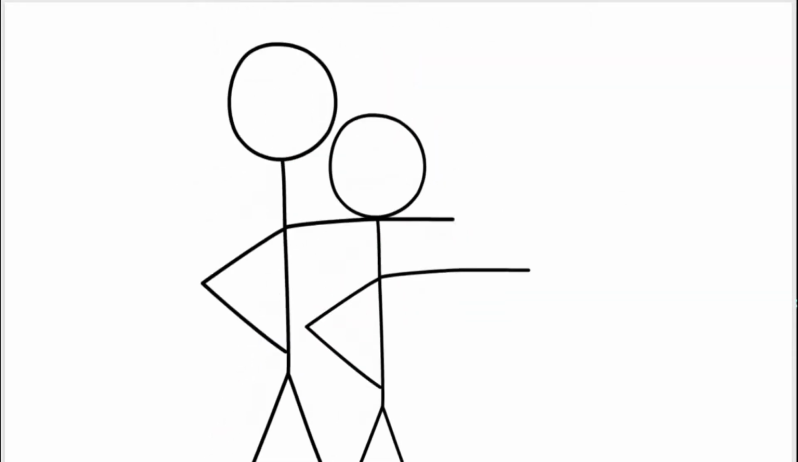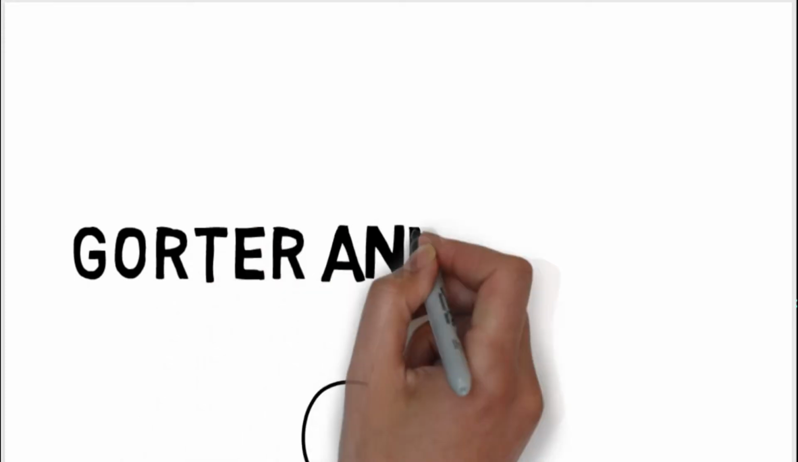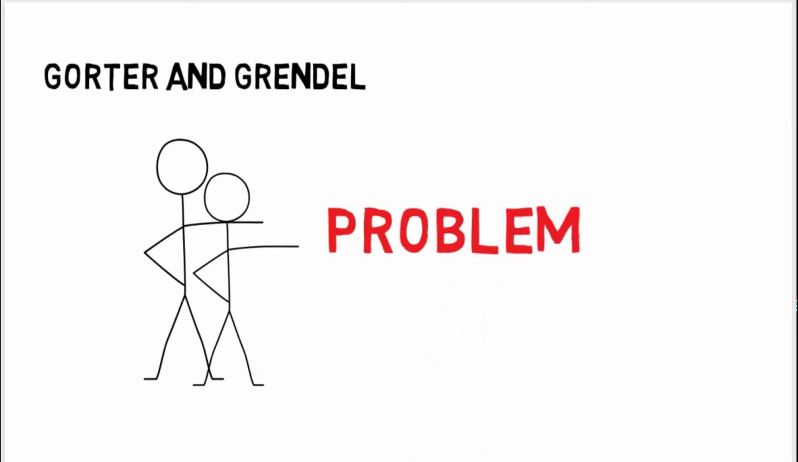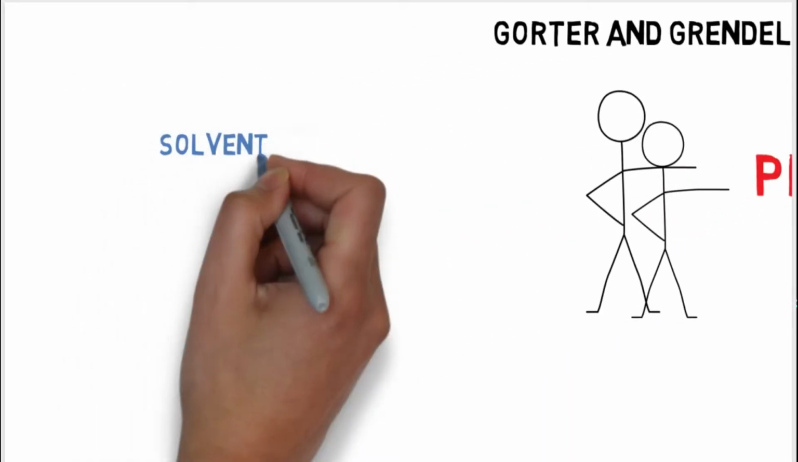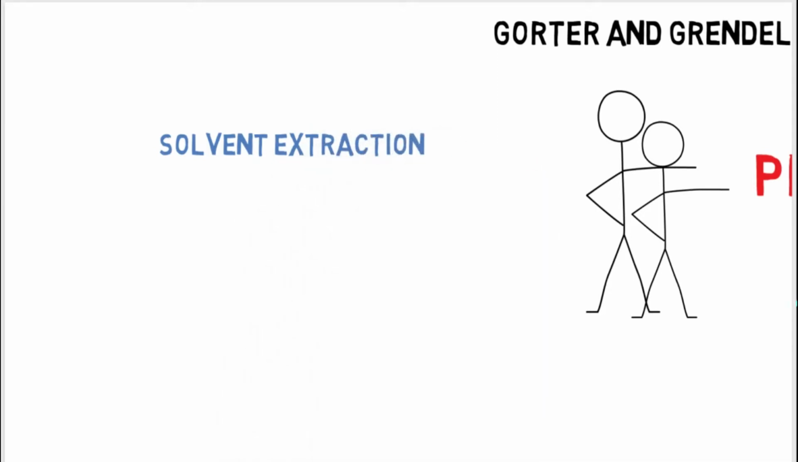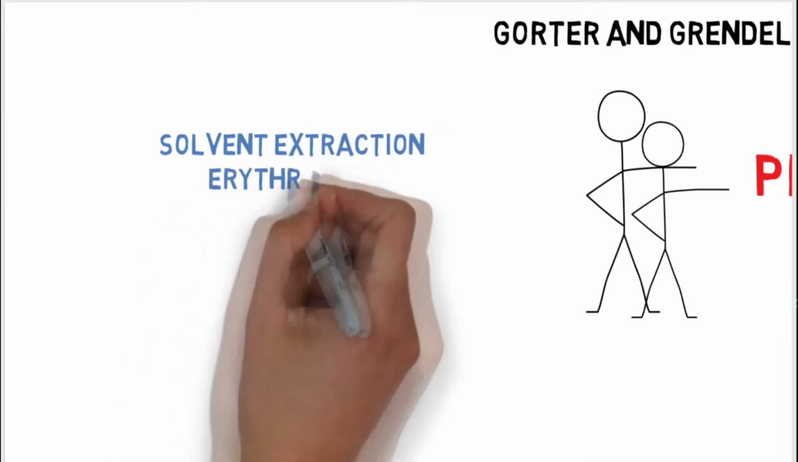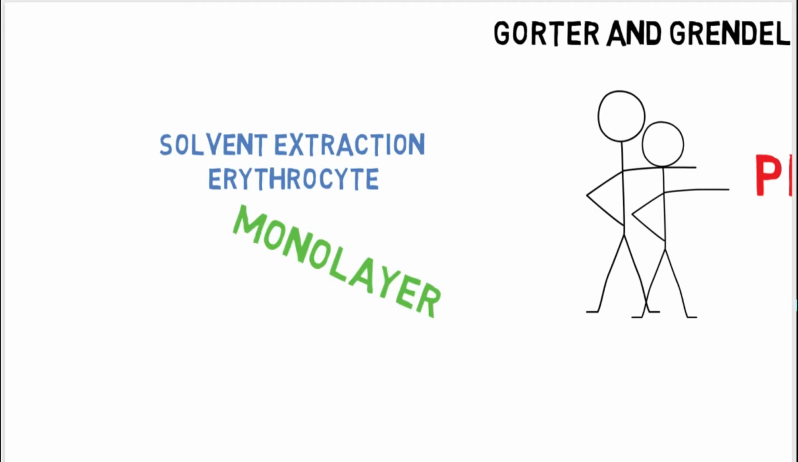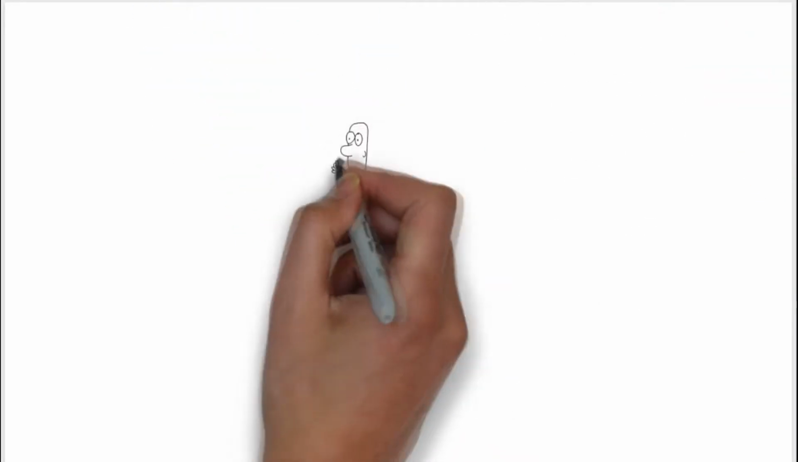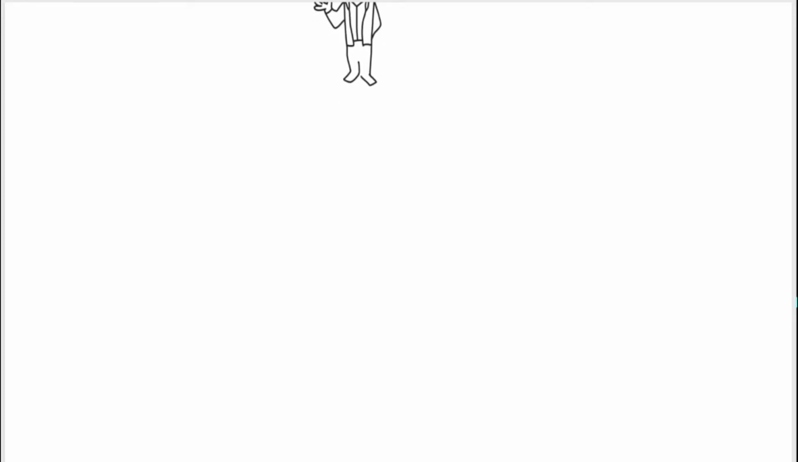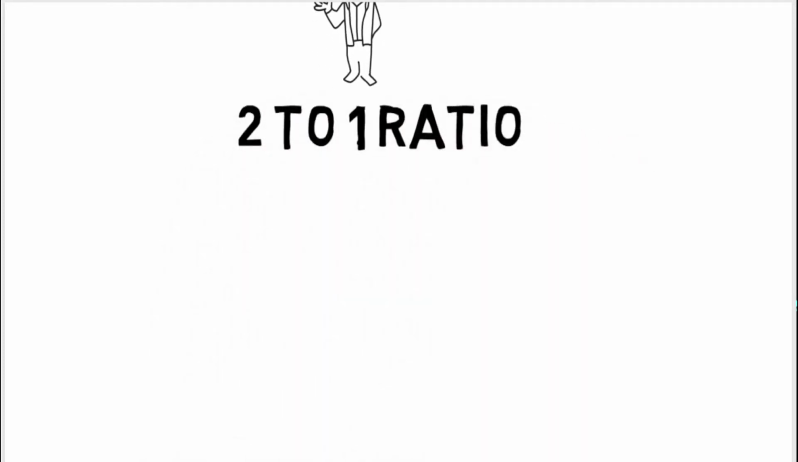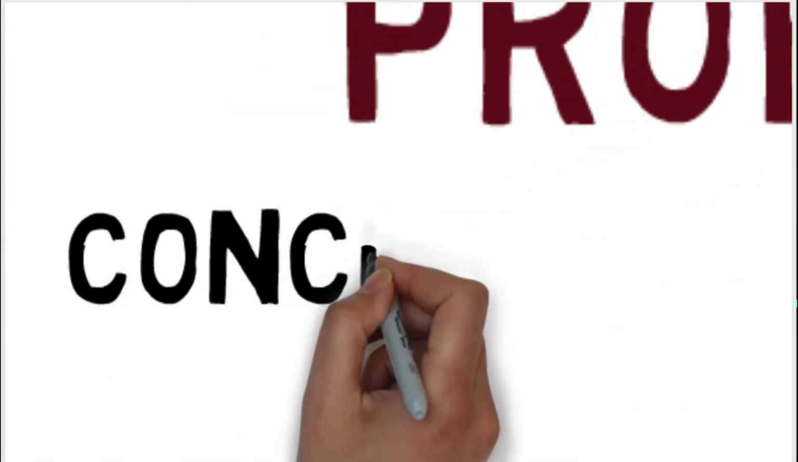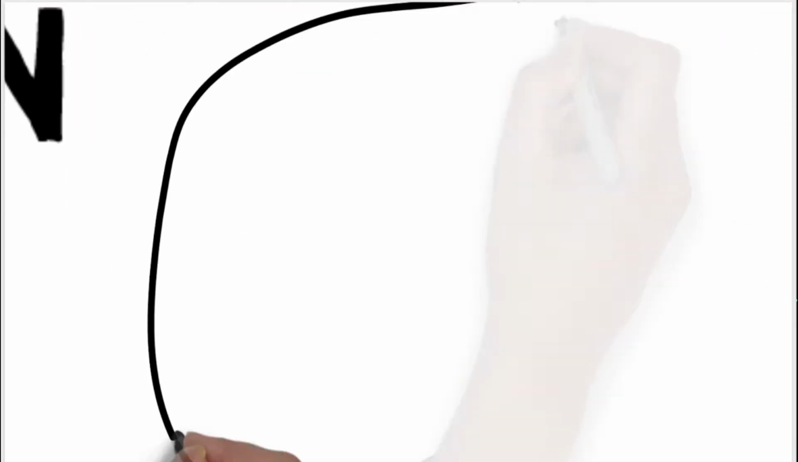Soon after, two people named Gorter and Grendel approached the problem from a different perspective. They performed a solvent extraction of the erythrocyte lipids and spread the resulting material as a monolayer. When comparing the area of the monolayer to the surface area of the cells, they found a 2-to-1 ratio. There were a few problems with this experiment, but them aside, the conclusion was that the cell membrane is a lipid bilayer.